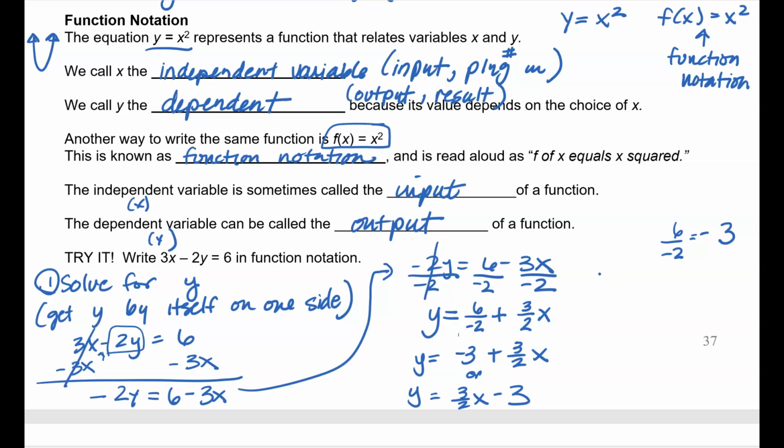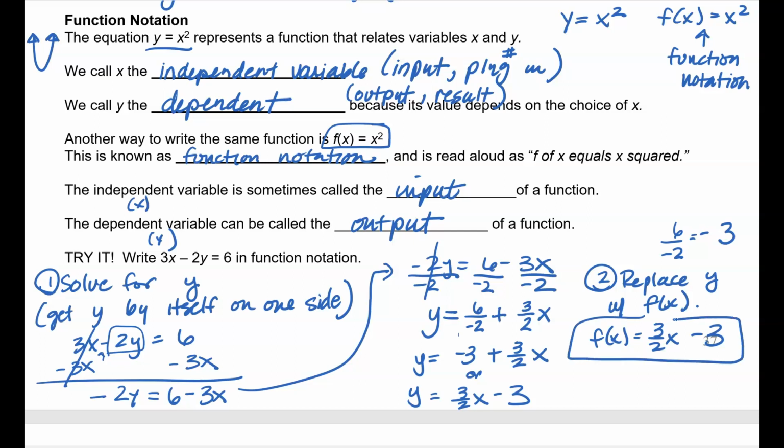But then our last step, so step 2, is replace y with f of x. So where you see the y, we're just going to write f of x equals 3 halves x minus 3, and then we're going to circle this, and we are done. And that's how you change an equation into function notation.